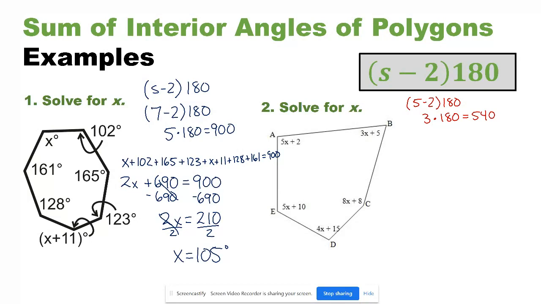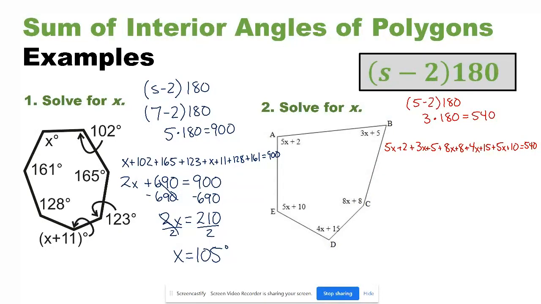So I got 5 expressions here. Let's start adding them together. I have 5x plus 2 plus... I'm starting here at point A, and I'm going to go around clockwise. 3x plus 5 plus 8x plus 8 plus 4x plus 15 plus 5x plus 10 equals 540.